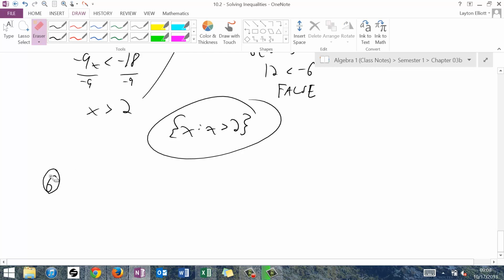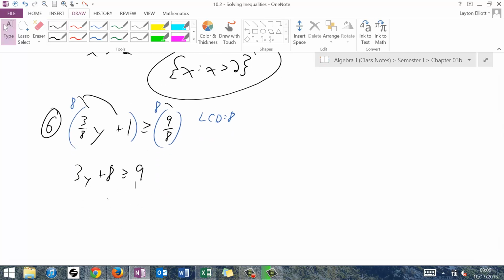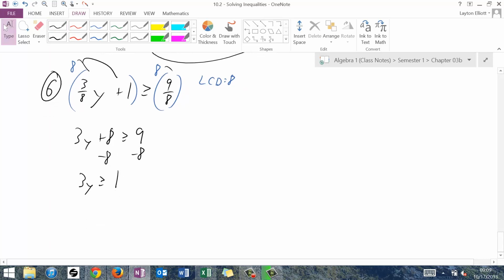Number 6, I have 3/8 y plus 1 is greater than or equal to 9/8. My first step here is to realize I have eighths, so I'm going to want to do a least common denominator of 8. Multiply the left side and the right side by an 8. When I do that, I'm going to distribute here and get 3y, and distribute here and get 8, and then multiply here and get 9. Subtract 8. 3y is greater than or equal to 1. Divide both sides by a positive 3, so my sign doesn't switch, and I get y is greater than or equal to 1 over 3.